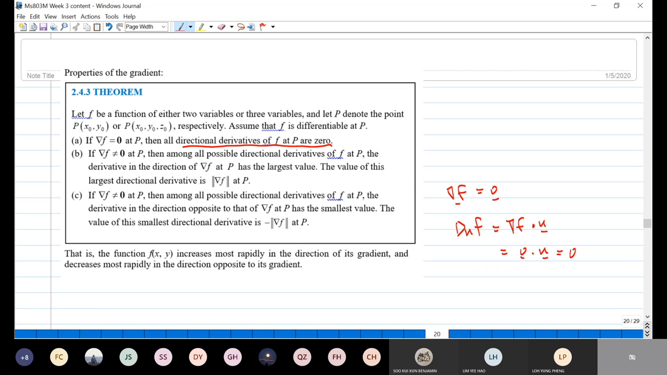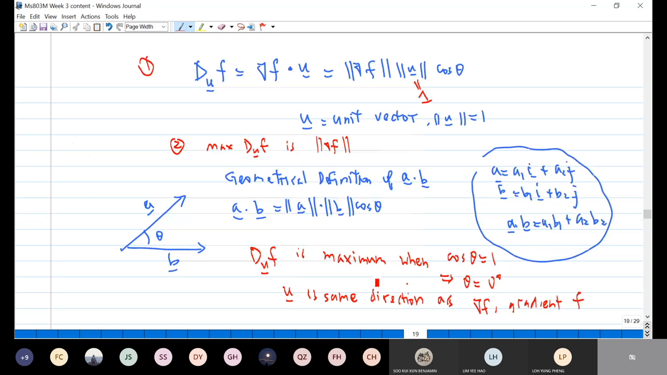Then the other part we talked about earlier. What happens when del f is not zero? Then among all the possible directions, the direction of del f has the largest rate of change. The derivative in this direction is the largest, and the magnitude of the derivative is the largest value. Which direction has the largest rate of change? The same direction as the gradient. That will have the maximum rate of change. And what is the maximum rate of change? The length of the gradient of f. This is what I mentioned just now.